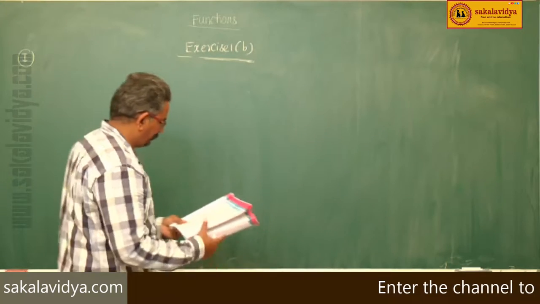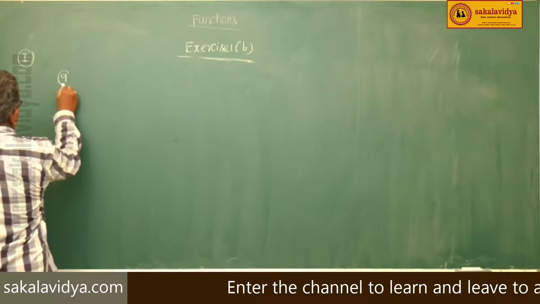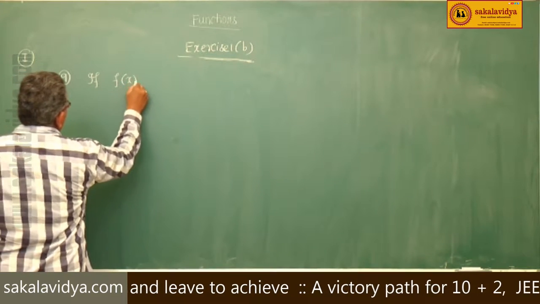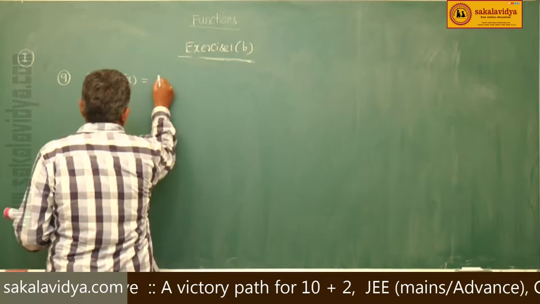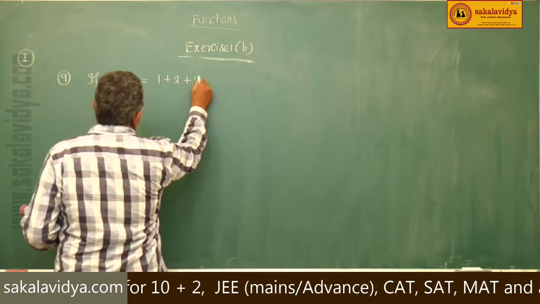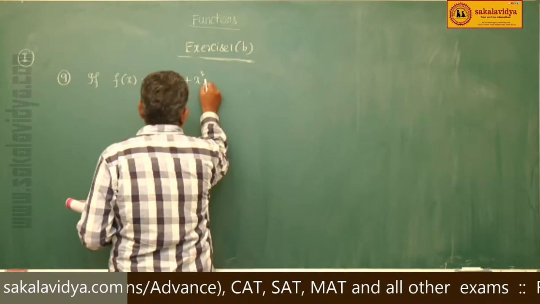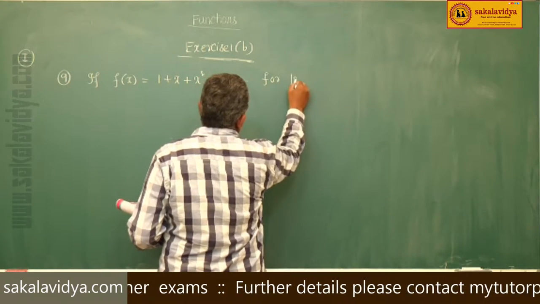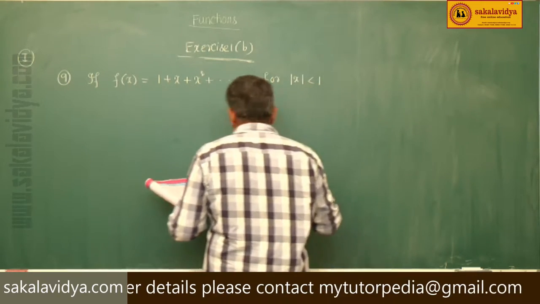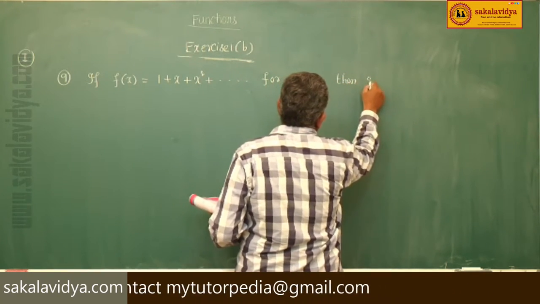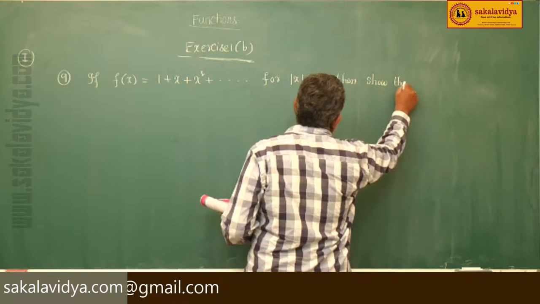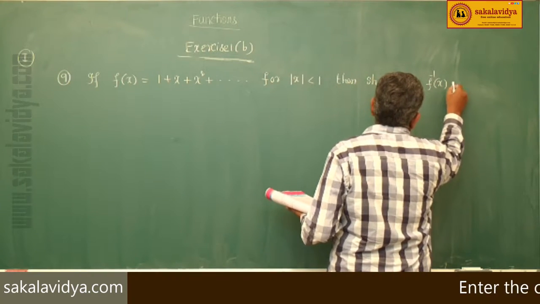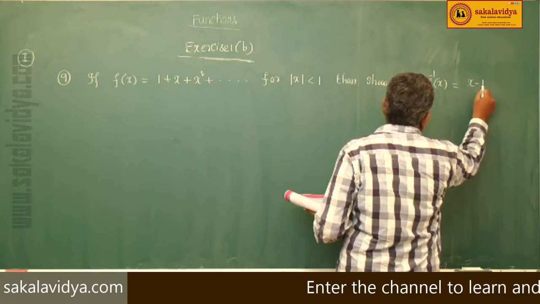Ninth problem. If f of x is equal to 1 plus x square plus dash dash for mod x less than 1, then show that f inverse x equals to x minus 1 by x.